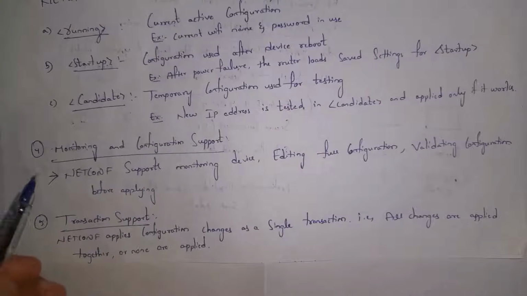And fourth one is monitoring and configuration support. By using network configuration protocol, we can monitor our IoT device. We can also edit full configuration. And before applying configuration, we can check whether configuration is correct or not.